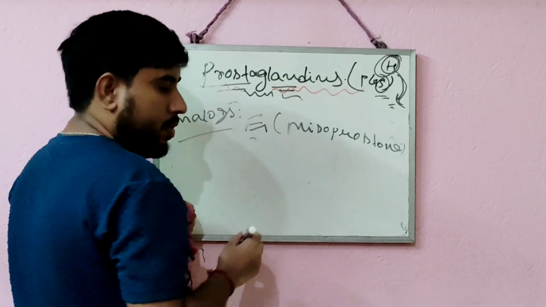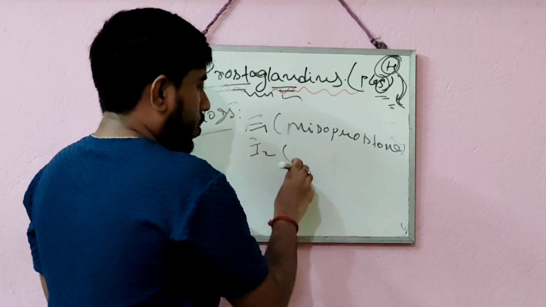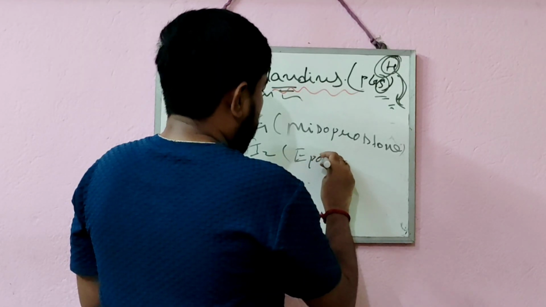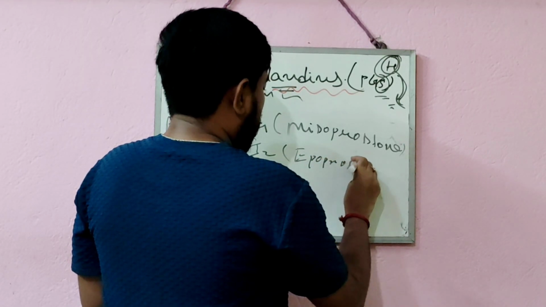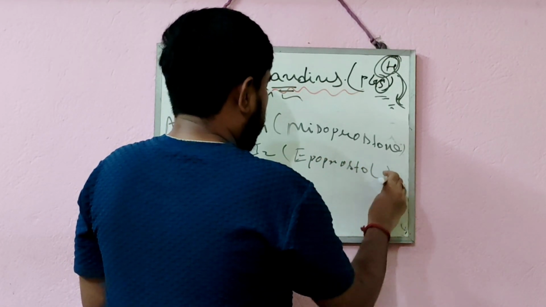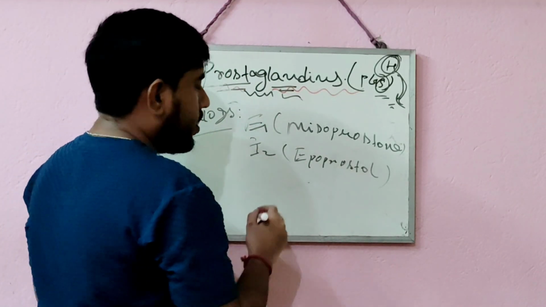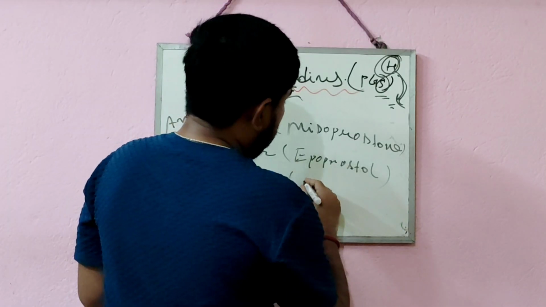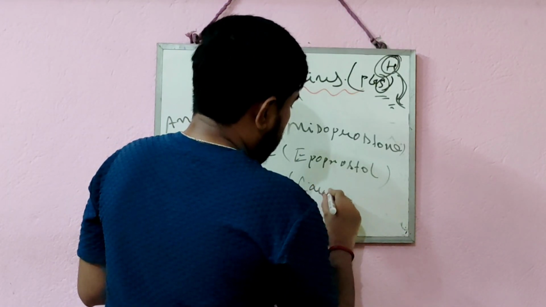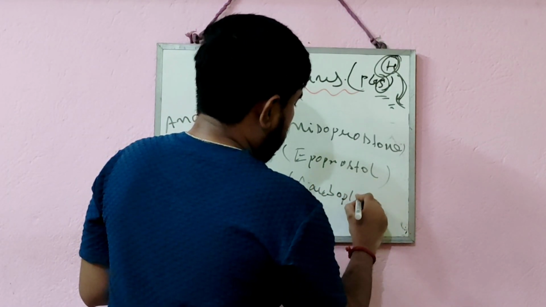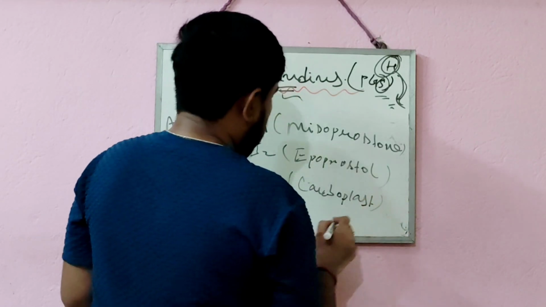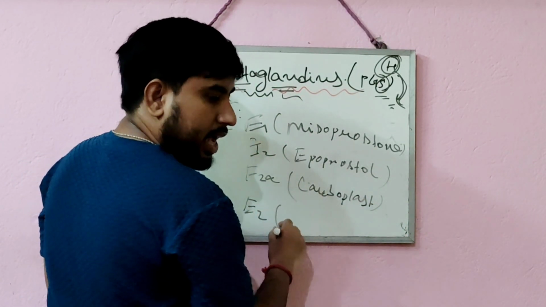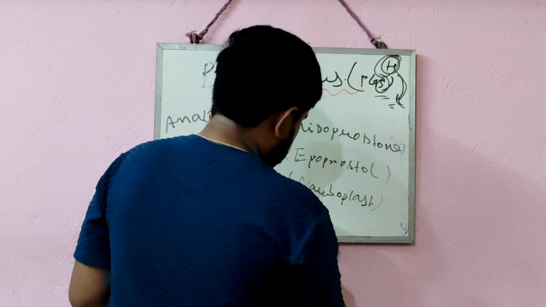Then in case of PGI2, the example is iloprost. Then in case of F2 alpha, the example of analog is carboprost. In case of E2 analog, the example is dinoprostol.